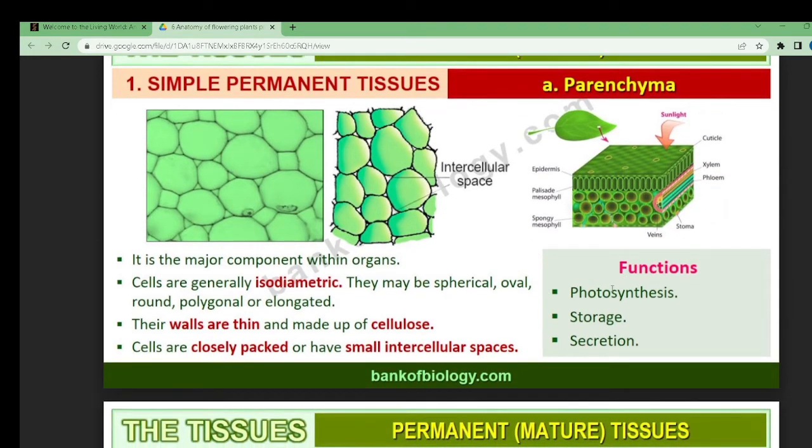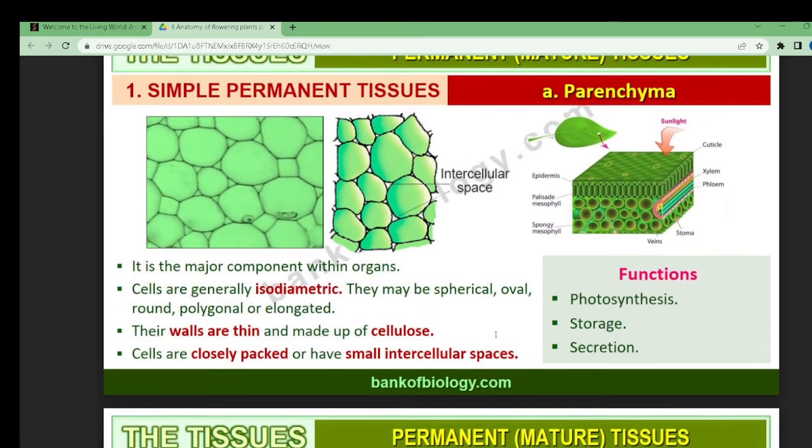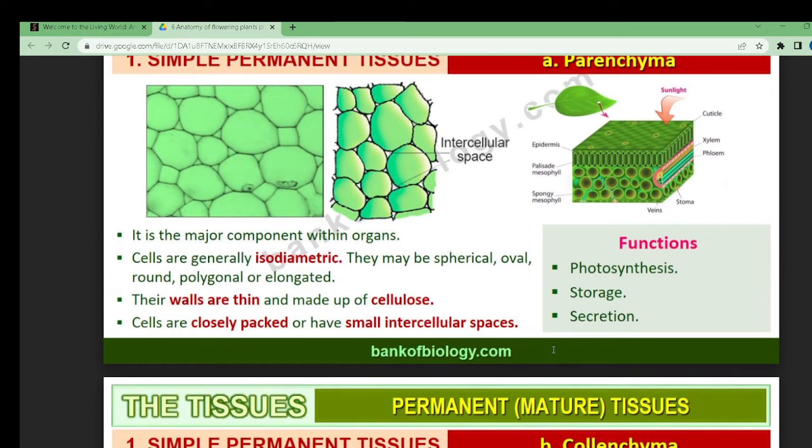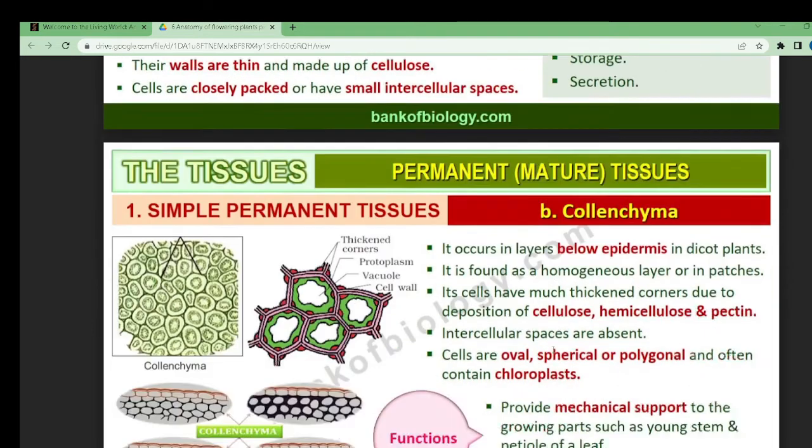Now what are the functions of parenchyma? Sunlight enters through this portion. Parenchyma performs photosynthesis, as you can see, because they are green in color. They also store food, and there are secretions as well, some very important plant secretions.